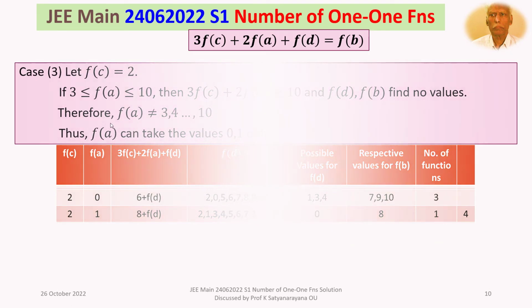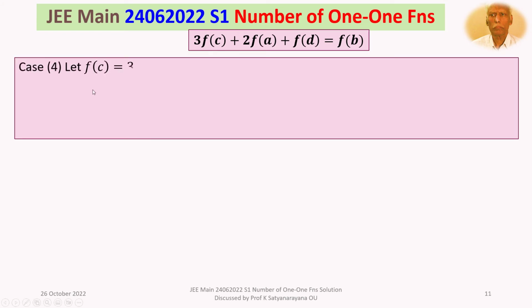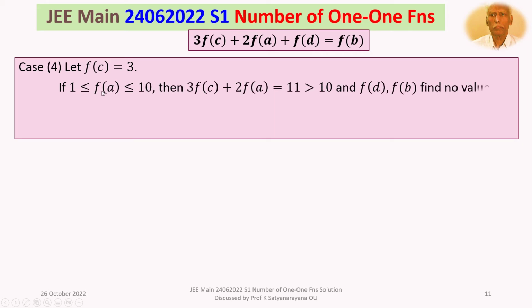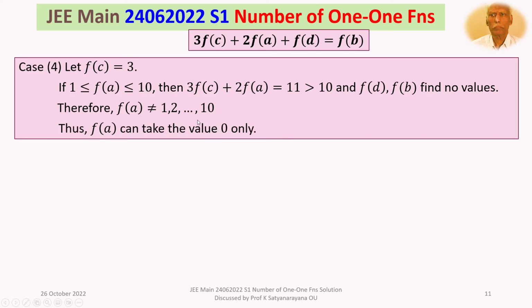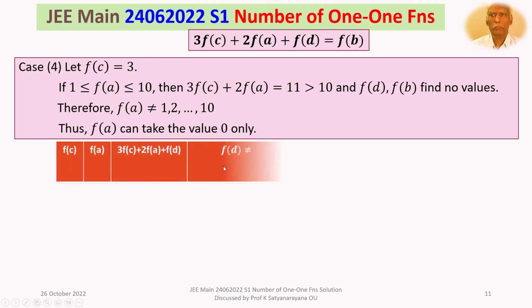We go to the last case, case 4. Let f(c) equal 3. If 1 is less than or equal to f(a) less than or equal to 10, then 3 times f(c) plus 2 times f(a) will exceed 10. Thereby f(d) finds no values. Therefore f(a) cannot take the values 1 to 10. Of course, 3 is also included here. So f(a) can take only the one value that is left, that is 0, and it results in one function.